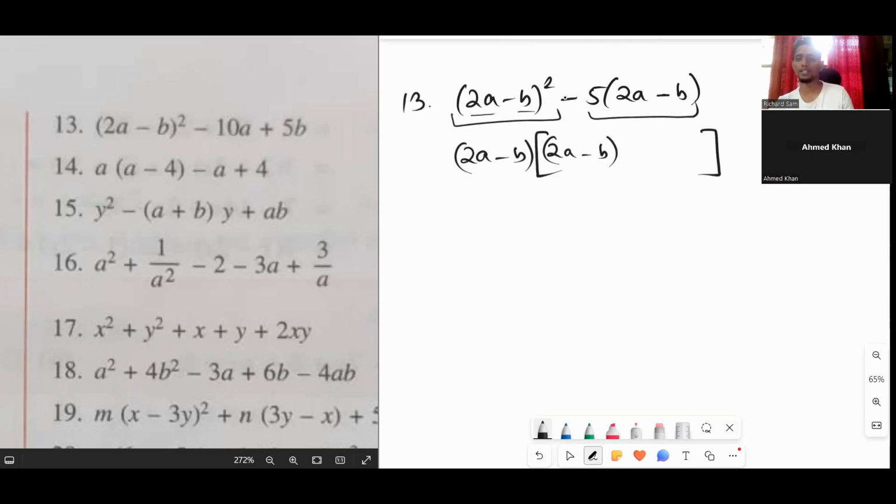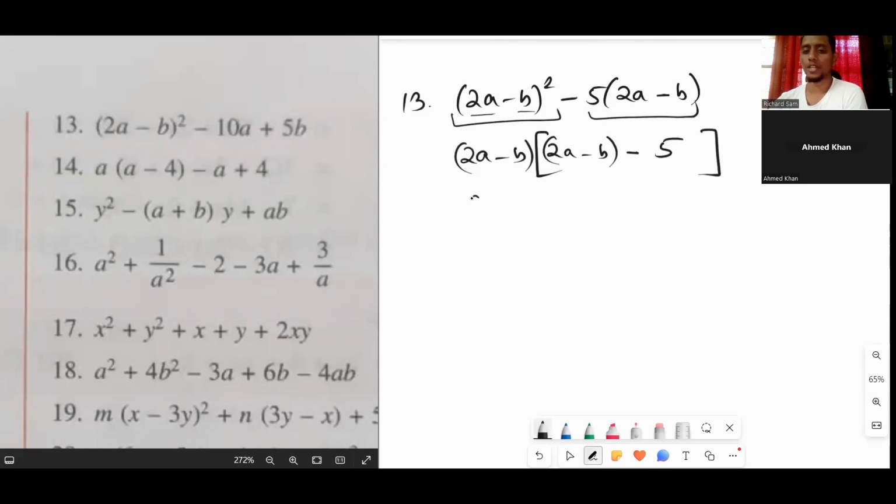Clear? Next, this sign here, minus. 2a minus b into what will give me this? 5. Minus b we have taken out. What is remaining here? 5. You understand?